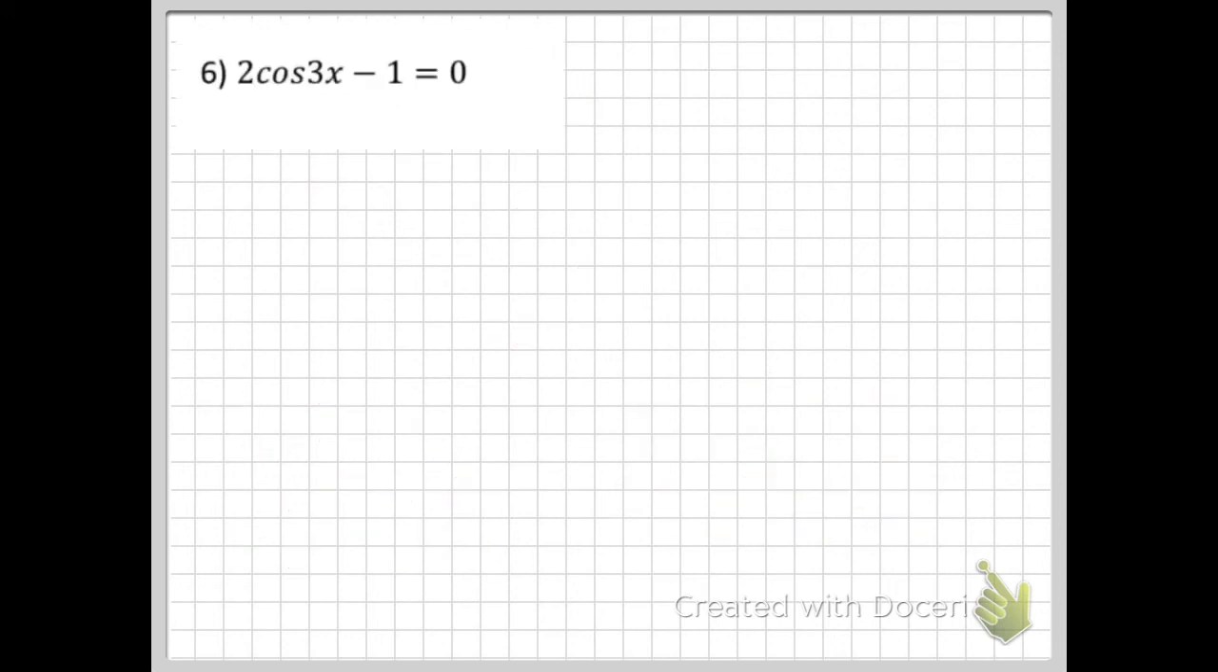Okay, so if we can do U substitution in a short little tiny problem like that one, we can do U substitution in bigger problems. So this time we'll let u equal 3x. I want you to practice this one. Pause the video. 2 cosine u minus 1 equals 0. See if you can find all the solutions just for that. Don't worry that it's a u. We'll deal with that at the very, very end.